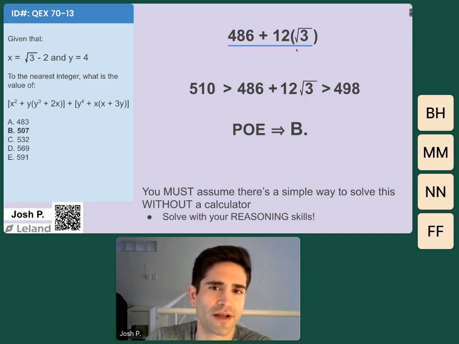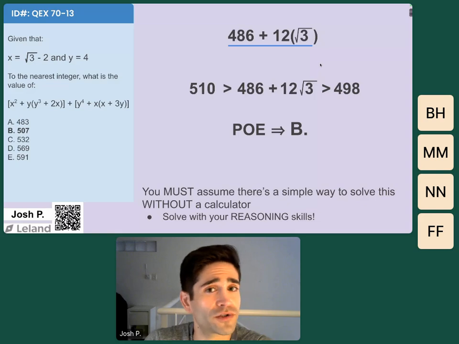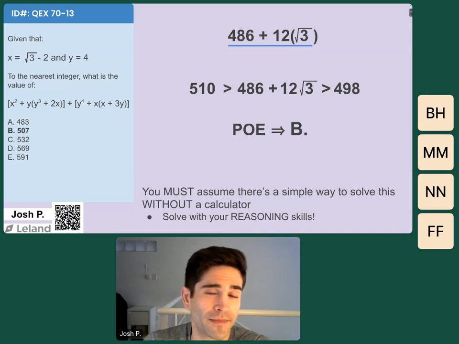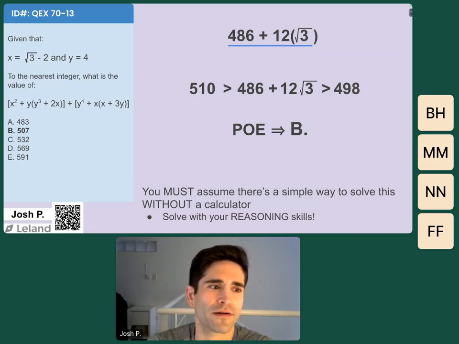And when you're given a difficult term, such as square root 3, you must know that the GMAT knows you don't have a calculator, so there must be a way to use your reasoning abilities to solve this. So you think about, what could square root 3 be? Square root 3 could be anywhere between 2 and 1. And with that, trust that it might get you somewhere and that it can give you a chance to get this correct. And indeed, it does.